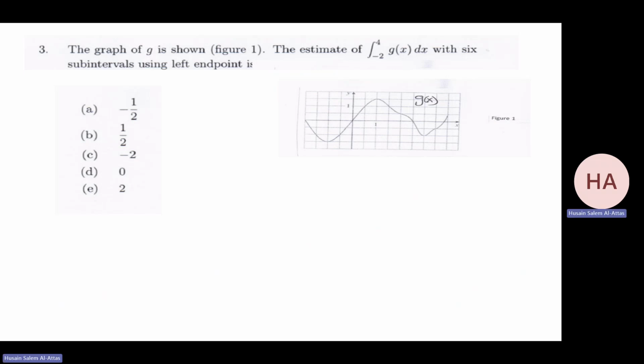Okay. He wants the estimate of this with 6 subintervals using left endpoints. Now he doesn't give you the expression, he gives you the graph. So I want L6. What is delta x? It's 4 minus minus 2, over 6, since n is 6. This is a and this is b. So that will be what?